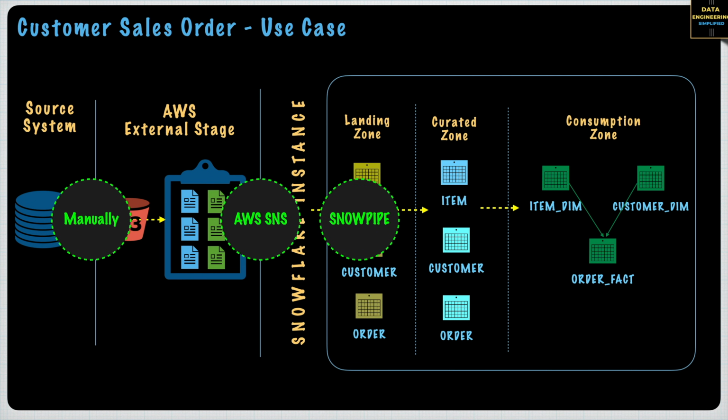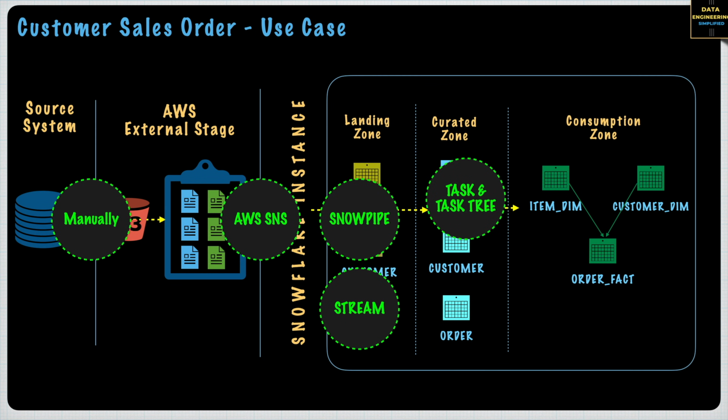The landing layer schema will also have a stream object created for each table so we can track the changes. Now once new delta data is loaded into the base table or in the landing zone, a stream object captures the CDC within the landing layer. The task and the task tree will trigger to load the raw data to the curated schema layer and enrich it as per the business requirement.